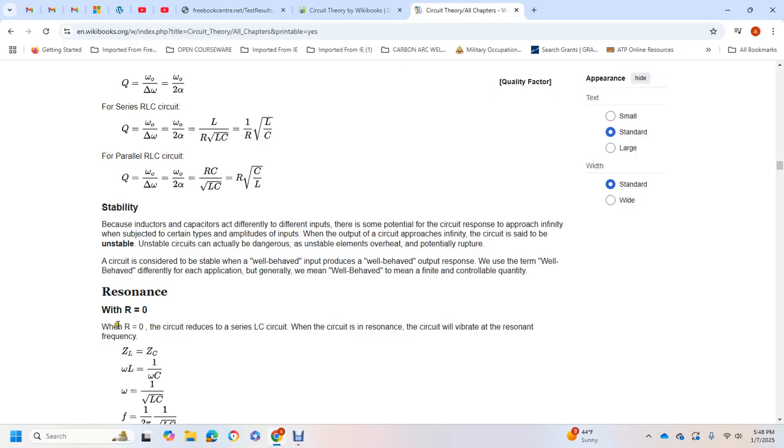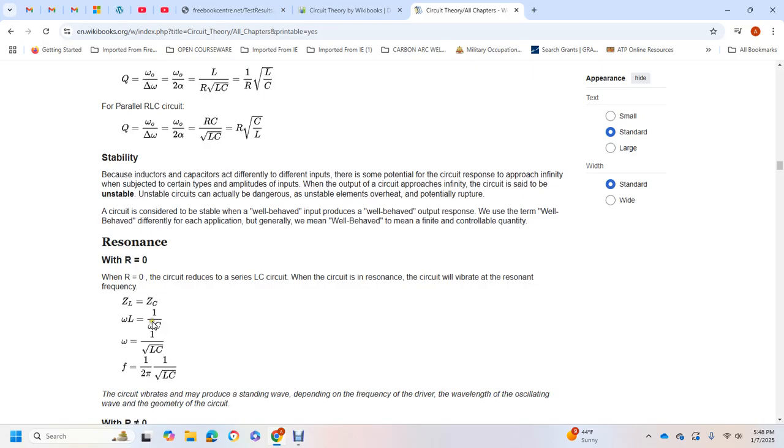Resonance: with resistance equal to zero, the circuit reduces to the series inductor and capacitor circuit. With zero resistance at resonance, the circuit will oscillate at the resonant frequency. The impedance of the inductance is equal to the impedance of the capacitor. The resonant frequency is equal to 1 over the square root of the inductance times the capacitance.